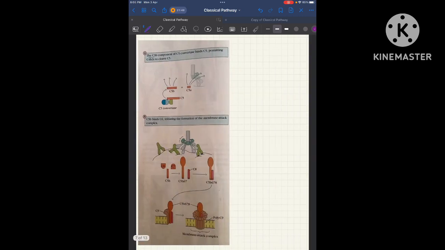So let's move to the rest of the events. So now C5 convertase is formed. What is C5 convertase? Simply C4B2A3B. This is the C5 convertase. So this C5 convertase cleaves many C5. Once C5 is cleaved, it leads to the generation of a smaller fragment called C5A and a larger fragment called C5B.